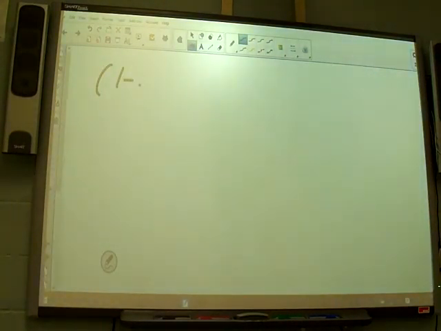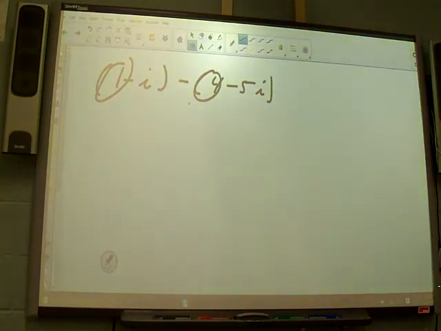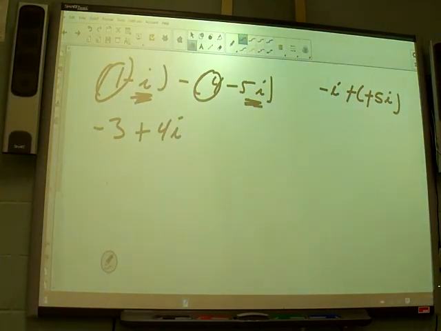1 minus i minus 4 minus 5i. So all we're looking at here is take your real numbers and subtract them. So 1 minus 4. And then take your imaginary numbers and subtract them. So that is a negative 1i, minus negative 5i, which turns to an add, so that makes a positive 4i. It said to write your answer in standard form. Is this standard form? Anybody remember? Yes, it is. The real goes first and the imaginary goes second. So that's all you had to do on number 12.